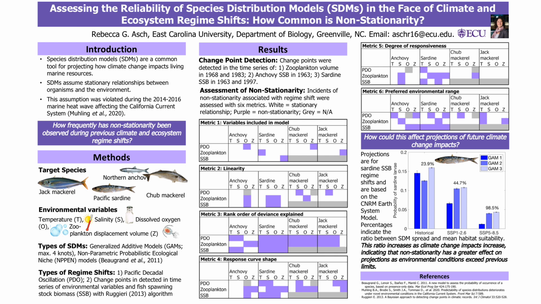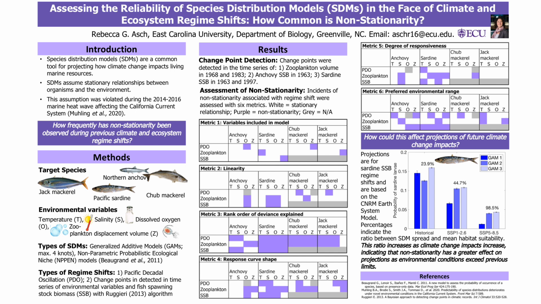So I studied this in the context of 4 small pelagic fish species. These include anchovy, sardine, jack mackerel, and chub mackerel. And I used generalized additive models here. We do have a second type of model that I examined, but that's not included in this poster. And we looked at basically changes in how fish relate to temperature, salinity, oxygen, and zooplankton volume. And this was done across several different types of regime shifts.